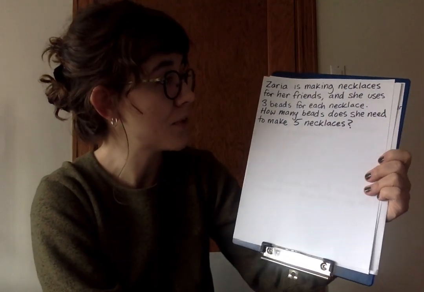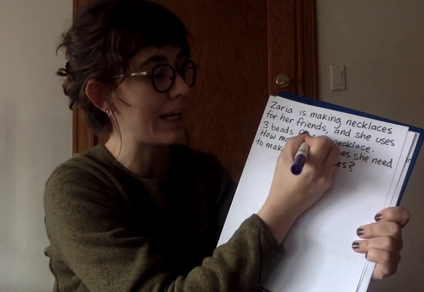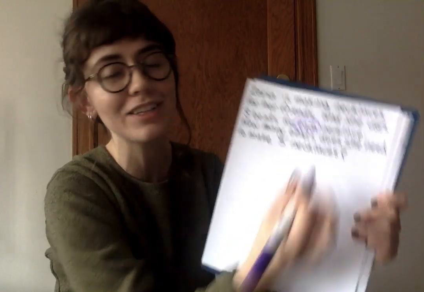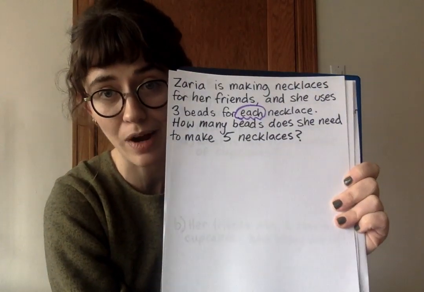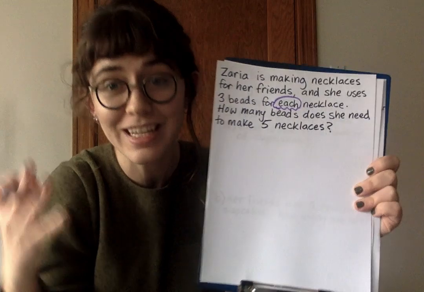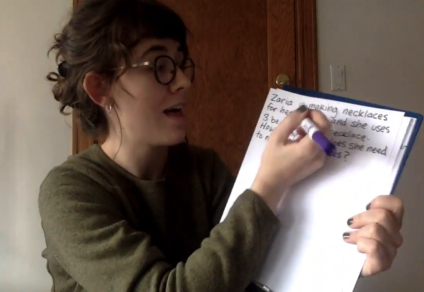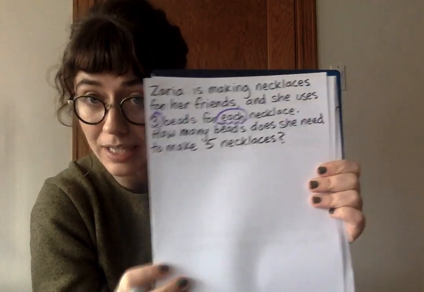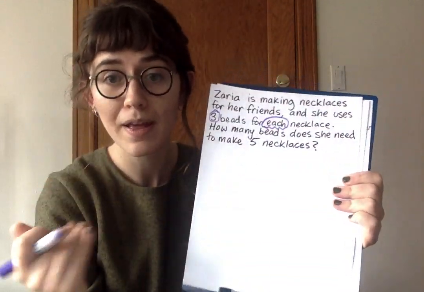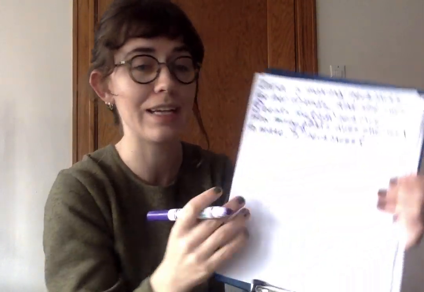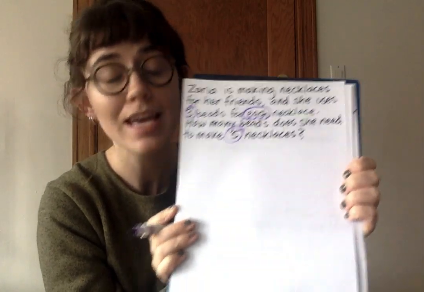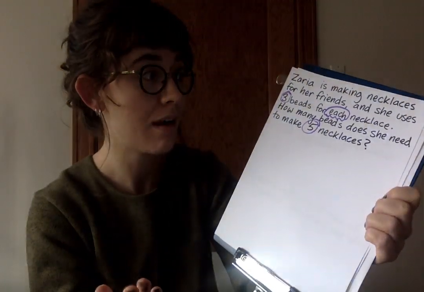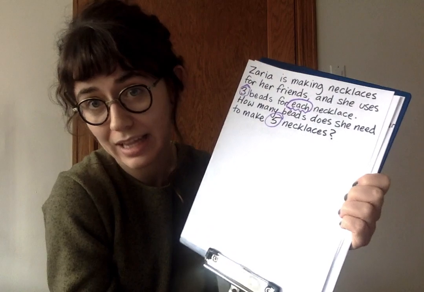She's making necklaces for her friends, and she uses 3 beads for each. Ooh, I saw that word each. That word tells me that it's time to draw arrays because I have what, Kipsters? Equal groups. There's 3 beads on each necklace, so there's 3 in each group if a necklace is a group. And there's 5 necklaces, so that tells me that there's 5 groups.